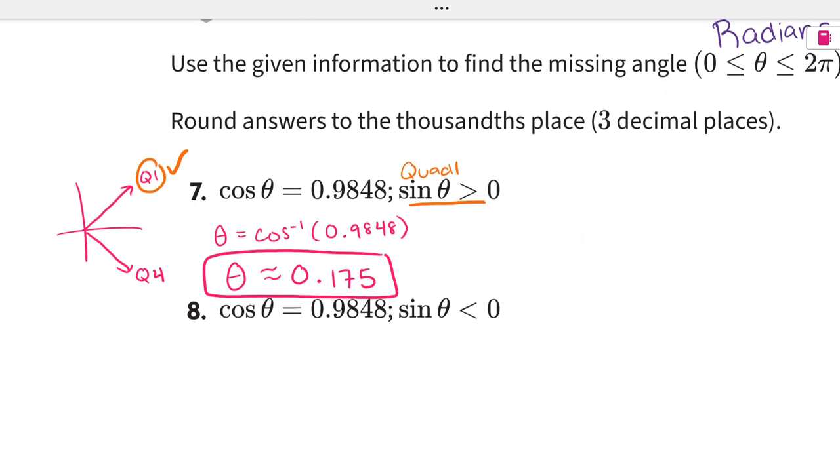All right, question 8. So theta equals cosine inverse of 0.9848. Well, we already know that that is going to give us about 0.175, because that's the same number as before. But note here, this time we actually want to be in quadrant 4. So let me do that underneath. So here we want to be quadrant 4.